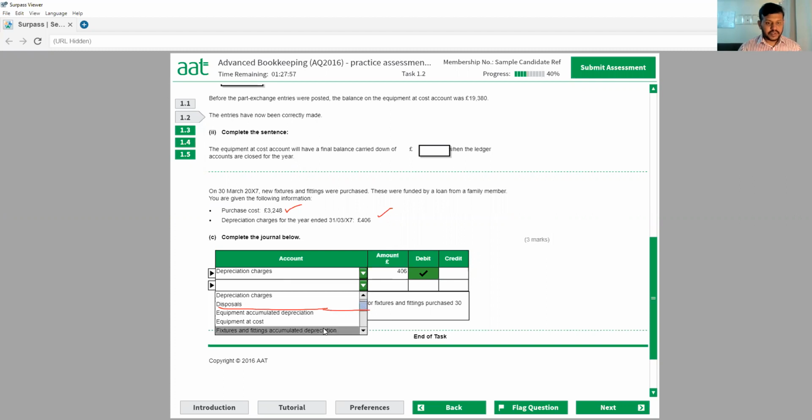So let's have a look. Where is the fixture and fittings? Credit, same amount, 406. Remember, depreciation is always an expense on the profit and loss account, and the accumulated depreciation is always credit on the statement of financial position. Because of the accumulated depreciation, the carrying value of the asset goes down on the balance sheet. So when we have a cost, we minus the accumulated depreciation to find the carrying value or net book value. All right, so I think this is the one for question number 2. Let's move to question number 3.